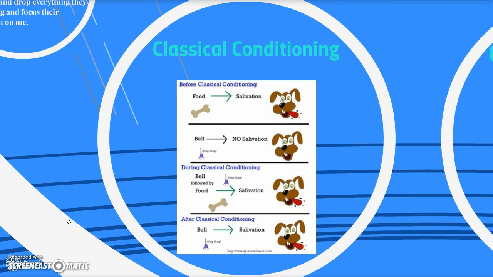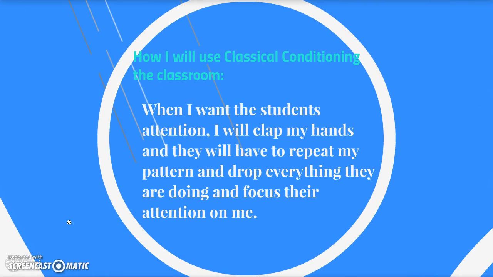Classical conditioning is where you train something or someone to have a certain reaction to something when you stimulate their response. This picture does a great job of representing it. In my classroom, I will have my students respond to the clapping of my hands. So when I clap my hands in a certain pattern, they will hear it, they will stop what they are doing, and they will copy the pattern and listen for further directions.